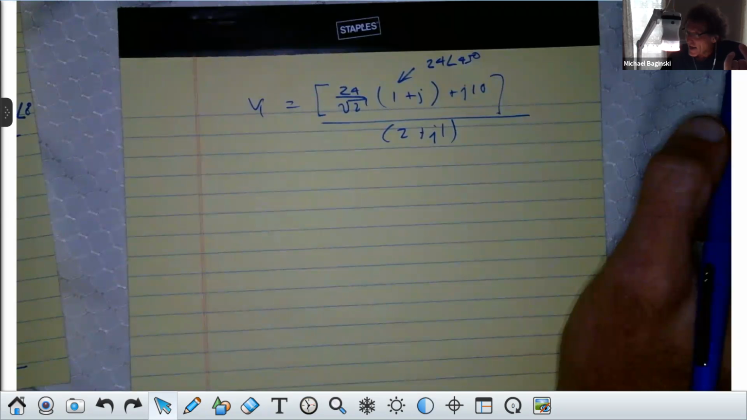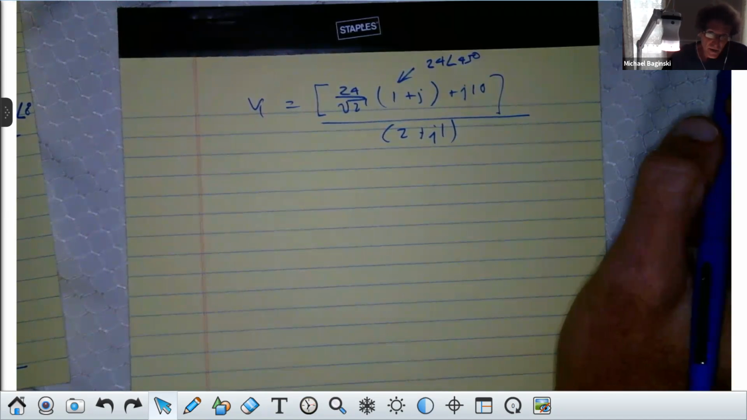Does anybody have a calculator that is not TI in here? If you have a Casio, James, you do? Anybody else? If you have a Casio, I'm sure you can look it up and figure out how to enter complex numbers or polar numbers into your calculator.